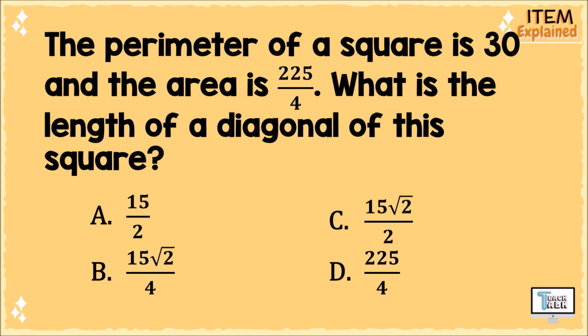The perimeter of a square is 30, and the area is 225 over 4. What is the length of a diagonal of this square? A. 15 over 2. B. 15 square root of 2 over 4. C. 15 square root of 2 over 2. D. 225 over 4.